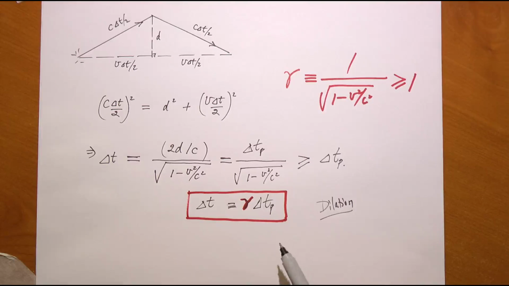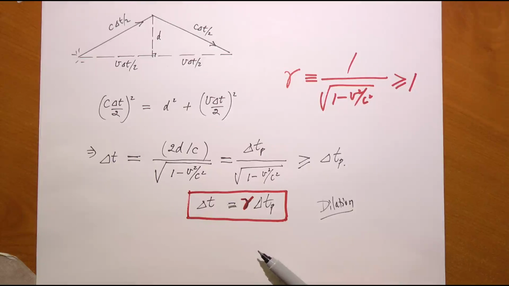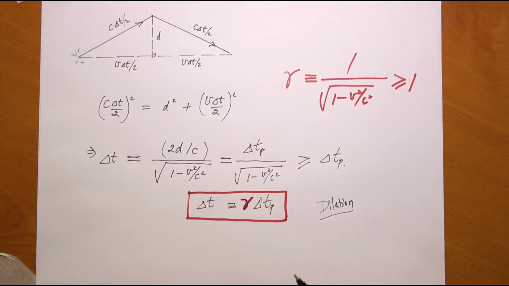Okay, this does not only apply to the beam of light going back and forth. It applies to any event. For example, an astronaut, let's say he has a heartbeat of 60 per minute. So the time interval between two heartbeats, according to himself, is 1 second. That is delta t proper because the two events, the first heartbeat and the second heartbeat, took place at the same location according to himself, both on his own body. So the time interval of 1 second is the proper time interval.